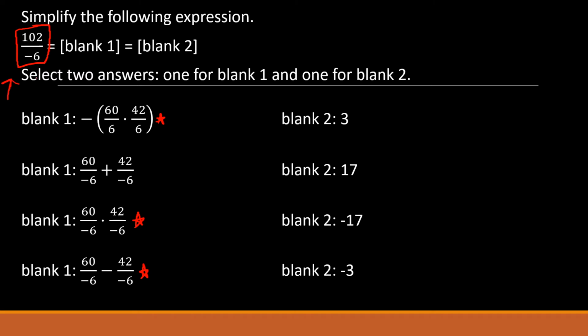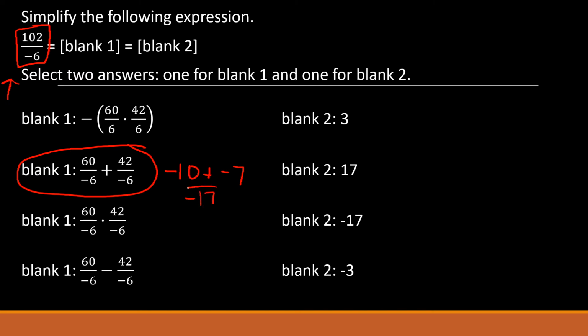So addition is crucial here, which means that the only right answer we can pick for blank 1 is the one that has addition. Knowing that we have our blank 1 step, we are going to solve these two fractions to get to our final answer for blank 2. 60 divided by -6 is going to give me -10. 42 divided by -6 is going to give me -7. When we add these together, -10 plus -7 gets me -17.